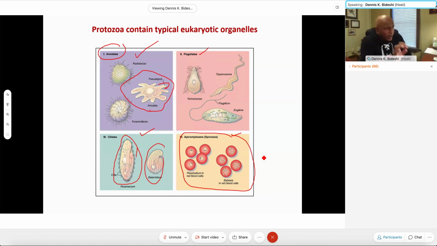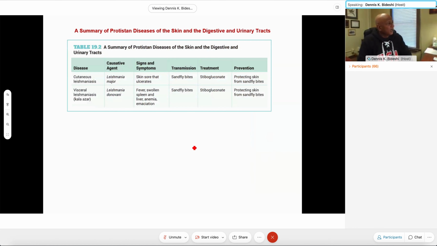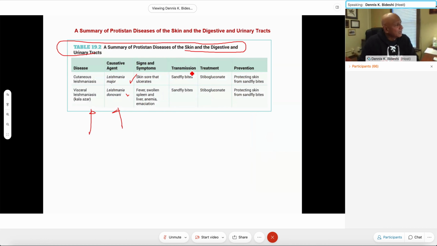All right, so I'm going to do a little trek. It's a little survey of these organisms that cause disease in humans. I'm just going to point out the more significant ones. So here we go. These are organisms that cause disease of the skin and the digestive system. Two major species: Leishmania major and Leishmania donovani. There are some other species of Leishmania that cause disease. So again, names of disease, causative agent, signs and symptoms.